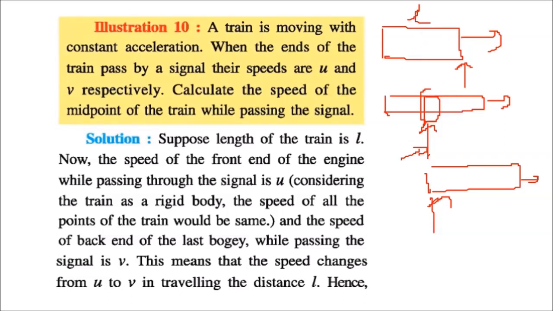The speed of the front end of the engine, while it is passing the signal, is say u. We just consider the train as a rigid body, so the speed of all the points will remain the same. And the speed of the last point, the back bogie, while passing the signal, is v. This means that the speed changes from u to v over a distance L. This is the initial velocity, this is the final velocity.